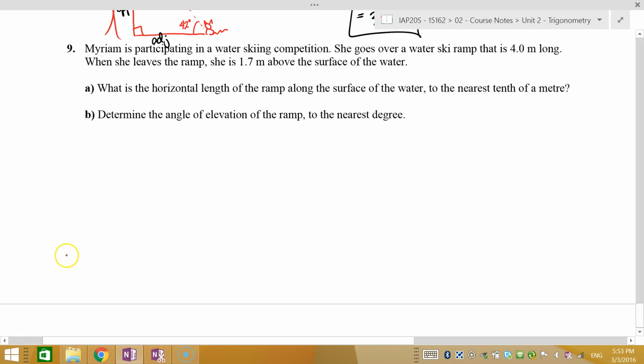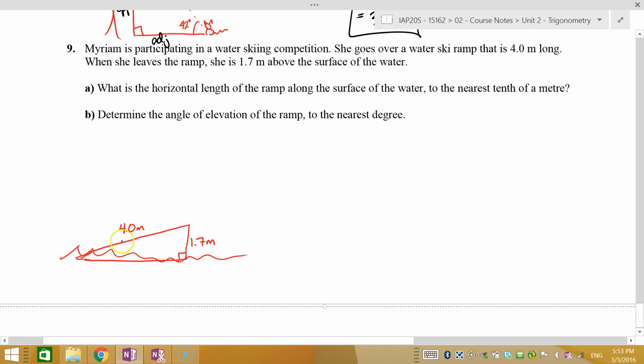Okay, so if we imagine that Miriam is on a lake, it looks kind of like this, except maybe a little bit more like water and less like a scribble. We know that the total length of the ramp that she's going to go up is 4.0 meters, and she ends up at a height of 1.7 meters above the water. So although we can't necessarily see the whole ramp because of all that scribbly water, we can imagine that it's a triangle, a right triangle.